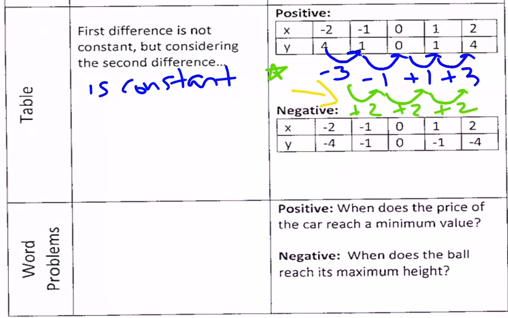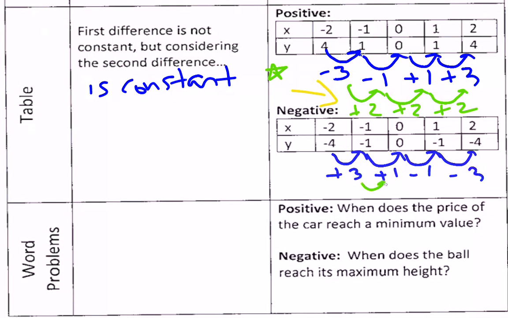Okay, let's look at what happens when we have a negative quadratic. How do I go from negative 4 to negative 1? Add 3. How do I go from negative 1 to 0? Add 1. How do I go from 0 to negative 1? Subtract 1. How do I go from negative 1 to negative 4? Minus 3. Doesn't look the same. Let's look at our second difference.